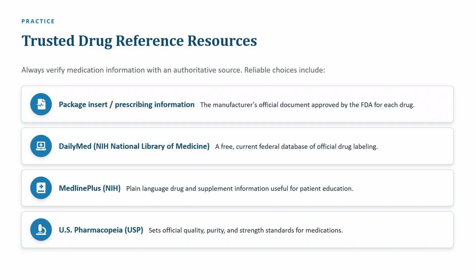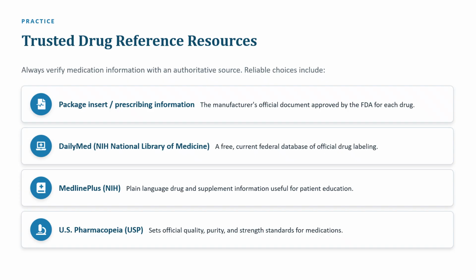Second is DailyMed, which is a free federal database maintained by the National Library of Medicine within the National Institutes of Health. It holds official, up-to-date drug labeling, and because it's current, it's more trustworthy than an old printed reference. Third, MedlinePlus, also from the National Institutes of Health, which gives plain language drug and supplement information. This one is especially useful when you're helping educate a patient because it's written to be understood by the public. Fourth, the United States Pharmacopeia, or USP, which sets the official standards for the quality, purity, and strength of medications in this country.